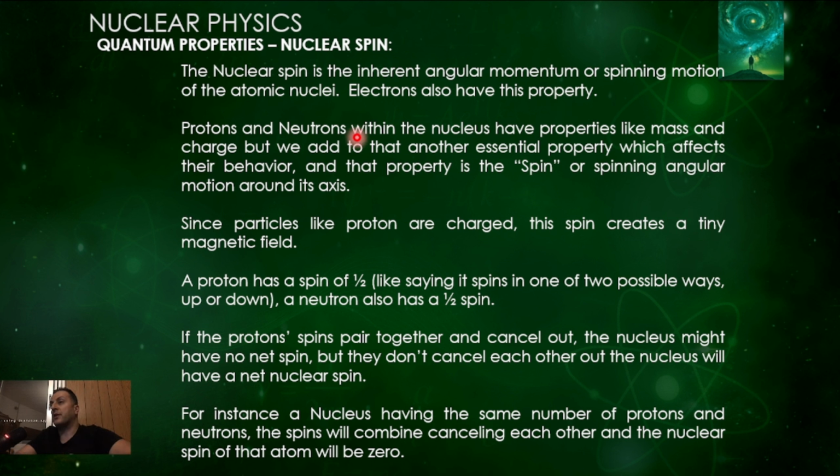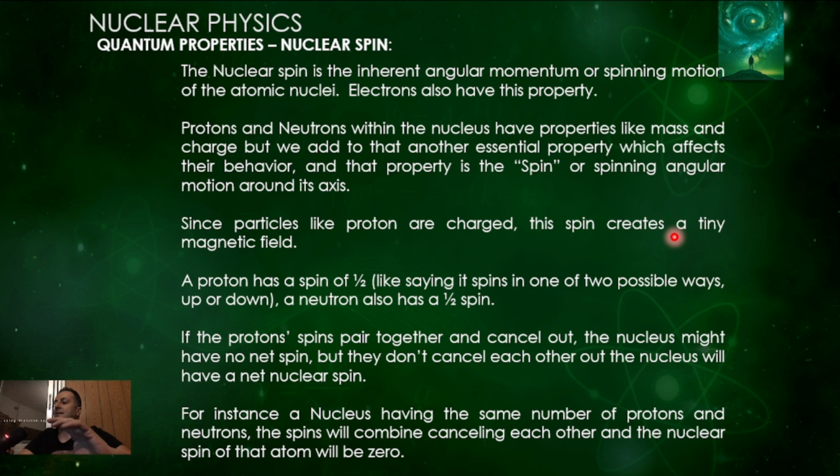Protons and neutrons within the nucleus have properties like mass, as we started to notice, and charge, of course, but we add to that another essential property which affects their behavior, and that property is the spin, or the tendency to spin upward and downward around their respective axis, which is also called angular momentum. Since particles like the proton are charged, this spin creates a tiny magnetic field. Why?